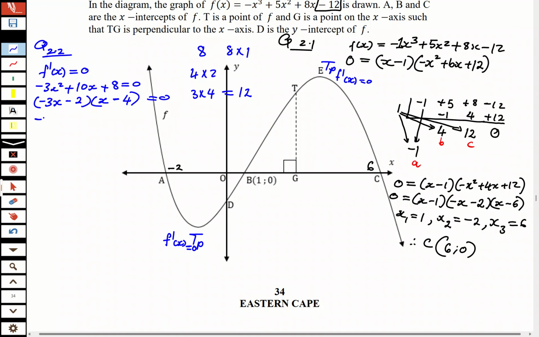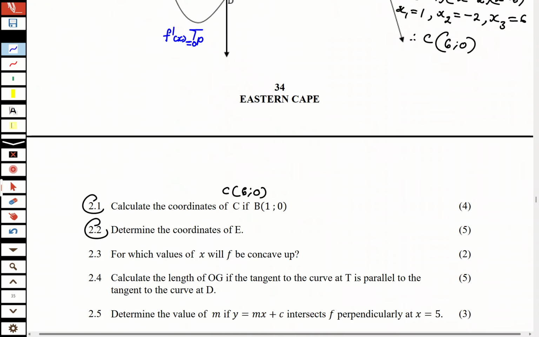So when you solve this, -3x is simply 2, dividing both sides by negative. So therefore x is simply -2 over 3. So this is x1, and your x2 is simply 4. So it means that at E there, the x coordinate is 4, or the critical value is 4 there. So therefore the coordinate of E will be 4, and at F it equals 4.